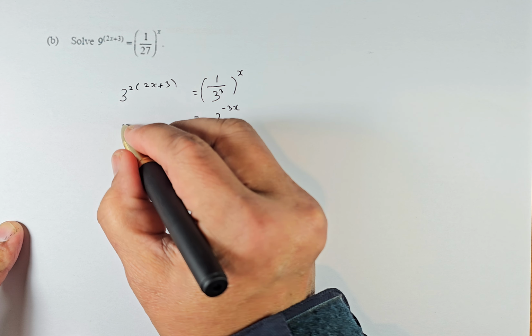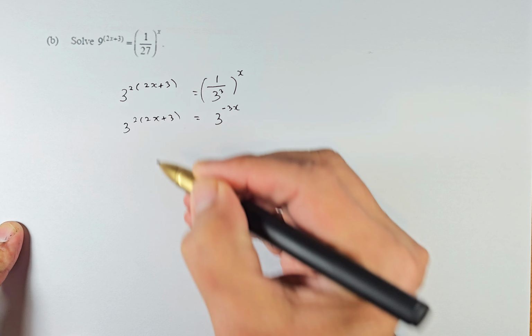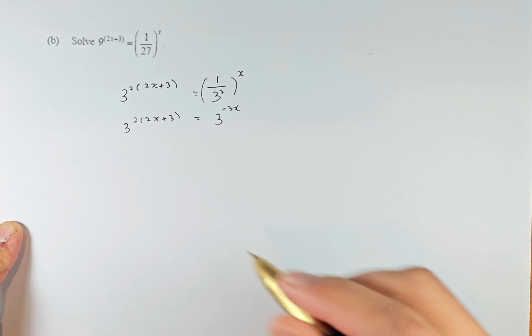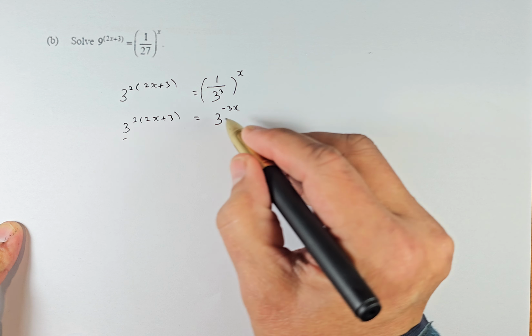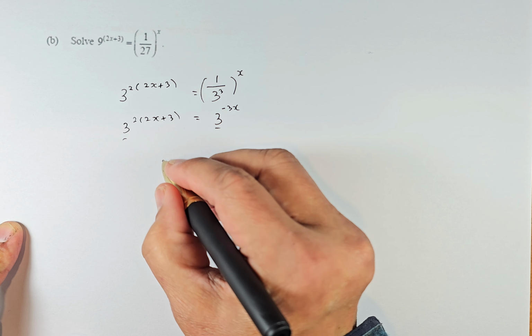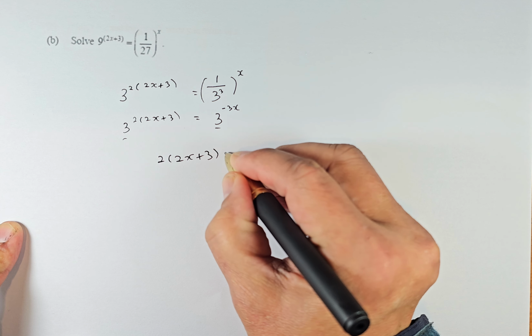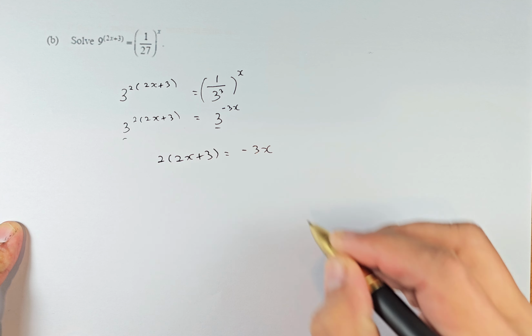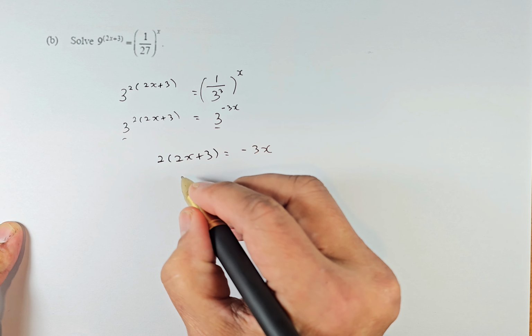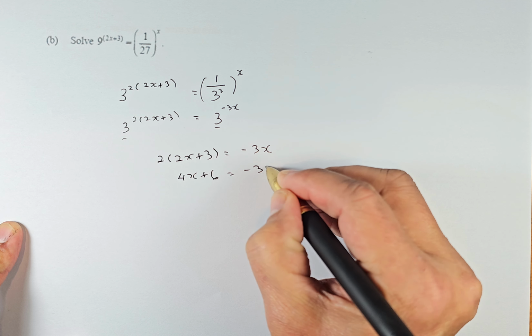So then on the left hand side is 3 to the power 2 times 2x plus 3. Now we're going to solve this by expanding. So this is equal to this, so we can cancel the bases, then the power is equal to the power. So we can say 2 times 2x plus 3 is equal to minus 3x. Okay, so we're going to expand now. 4x plus 6 is equal to minus 3x.